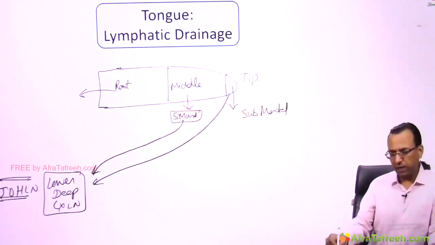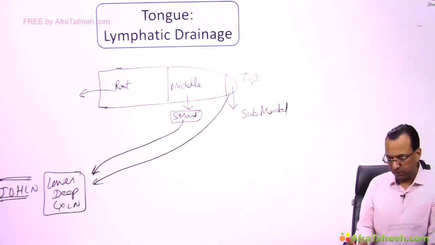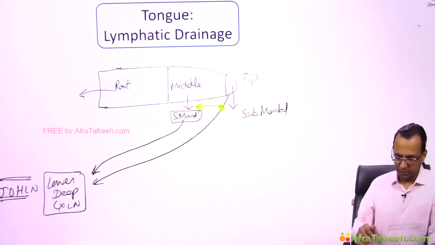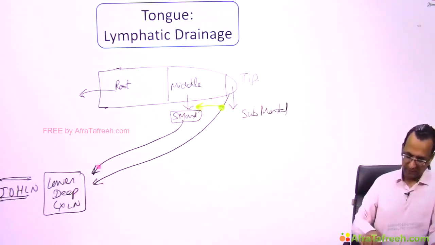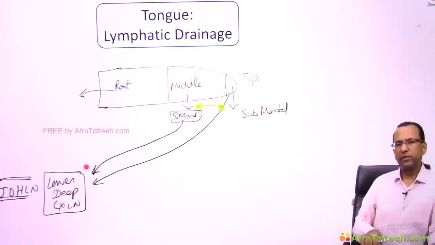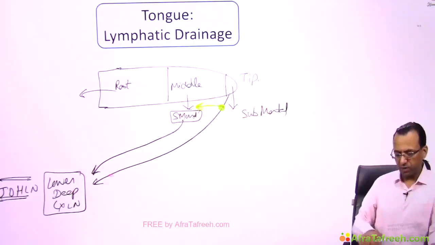You also see that some of the submental drain towards the submandibular. So submental will drain to submandibular, that will drain to lower deep cervical lymph node related to the inferior belly of omohyoid. Yes, inferior belly of omohyoid and internal jugular vein also.